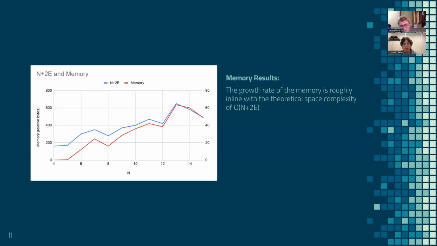As you can see, the graphs are roughly correlated to each other. They're very close, and they get closer as n increases. This makes sense because we are exactly allocating n + 2e. There's nothing really changing that from each run.